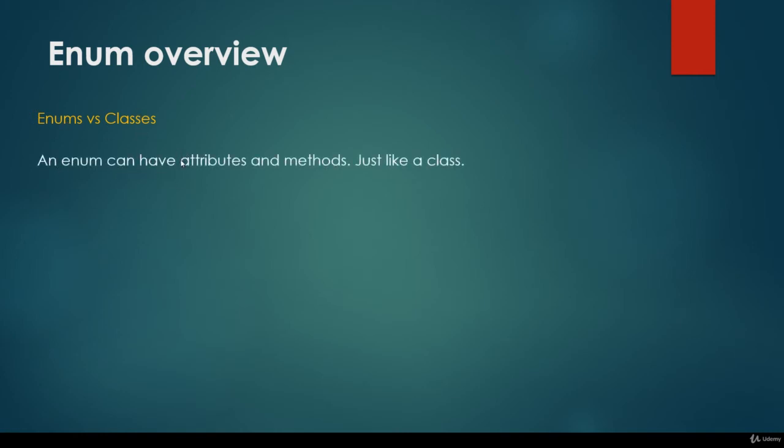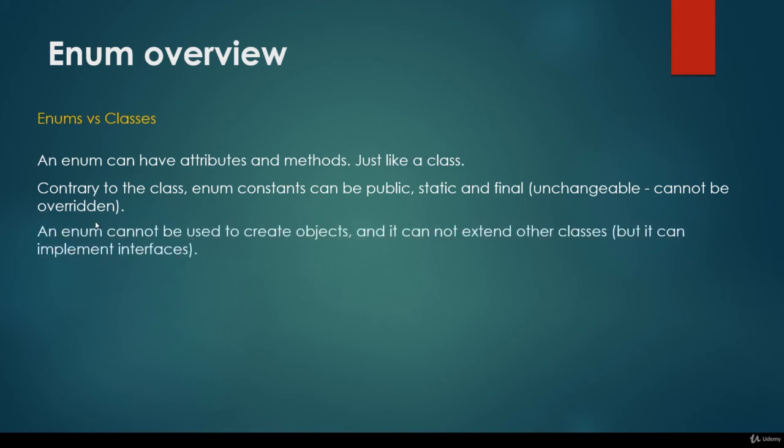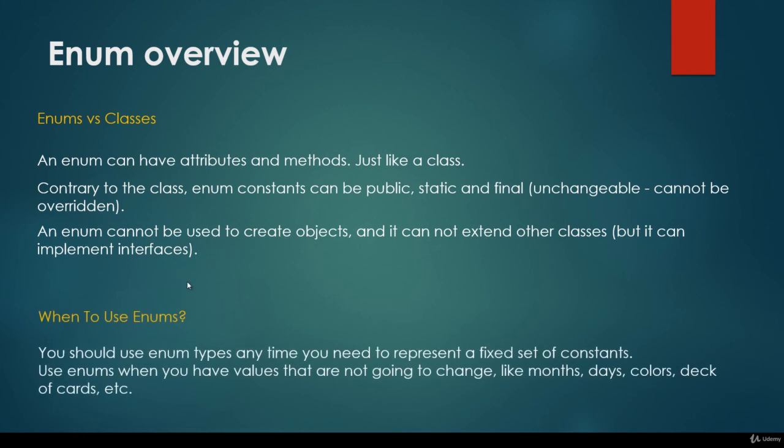An enum can have attributes and methods just like classes, but contrary to a class, enum constants can be public, static and final. It is crucial that unchangeable in this case means that it cannot be overridden. Okay, so an enum cannot be used to create objects, and it cannot extend other classes, but it can implement interfaces.